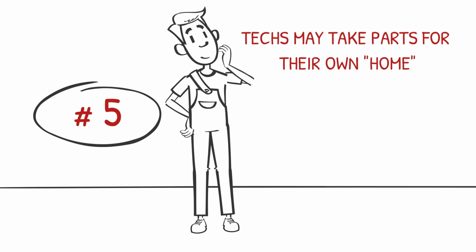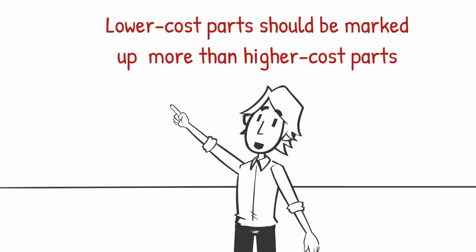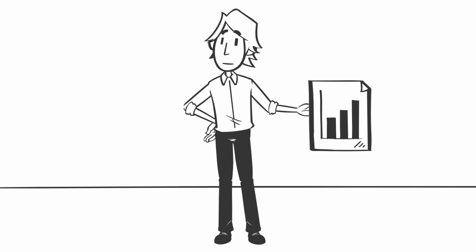Fifth, while business owners like to think that everyone that works in their company is as honest as the day is long, sometimes low-cost parts are taken off a service van or slip into a tech's pocket for the technician's own home repair, and they are then forgotten. The point is, lower-cost parts should be marked up more than higher-cost parts to offset the situations just mentioned. Most flat-rate pricing providers will provide markup schedules with markups that go from higher to lower as the part costs go from lower to higher.